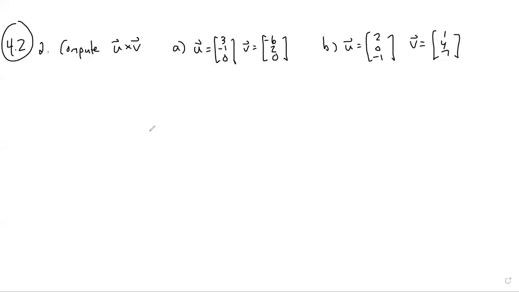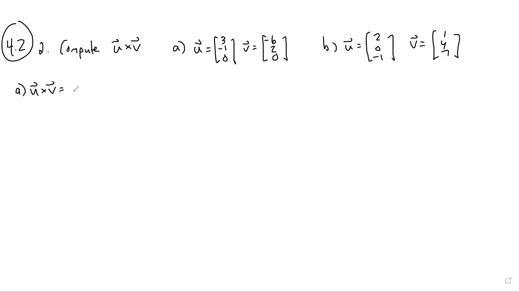This question here, we're just asked to do a couple of cross products, and I just wanted to go through a video of these just to show two different ways that we can approach any of these. So in A, we're doing the cross product of this u and v vector here, 3, -1, 0 and -6, 2, 0. So one method that we can use to do this is putting them into that matrix.